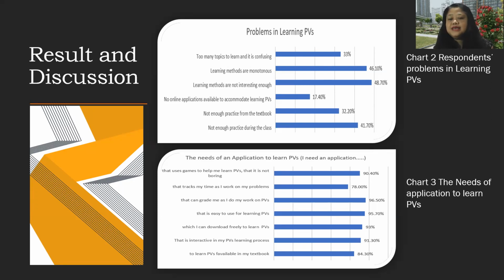So it should be easy and simple. But then the next one is at 93%, which is that I can download freely to learn phrasal verbs. Of course for the student, free is something nice. They only need to subscribe, but they don't need to pay. And then we also get something very good here, that they can grade what they do when they work on PV. So they want that after they do something on the application, it shows the grade.